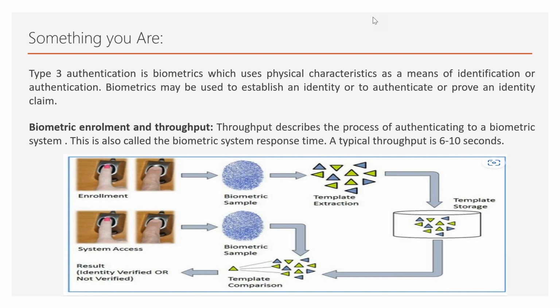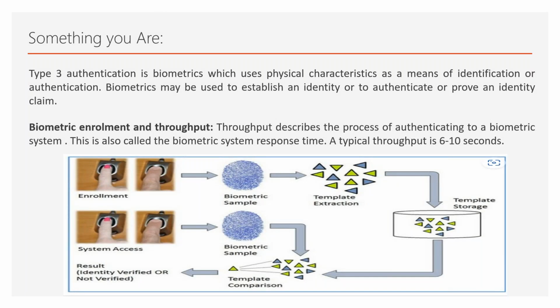What are the types of something you are which we have? You have fingerprint authentication. You have face ID. Then you have signature dynamics. So there are different types of something you are authentication available.